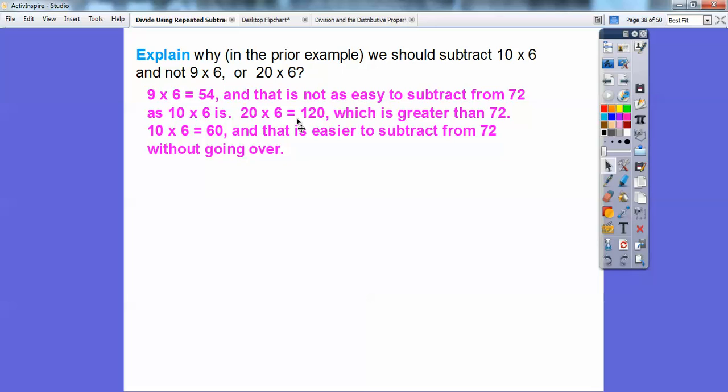And 20 times 6 is 120, and that's greater than 72. So that's out of the ballpark anyways. We wouldn't even use that. It's too big for 72. So 10 times 6 equals 60, and that's just an easier number to subtract from 72 without going over. Okay, something like that, all right?